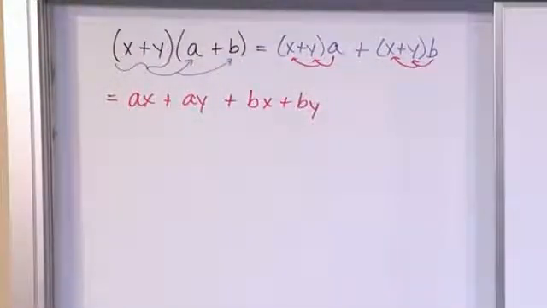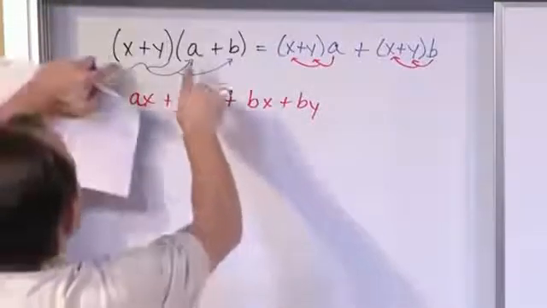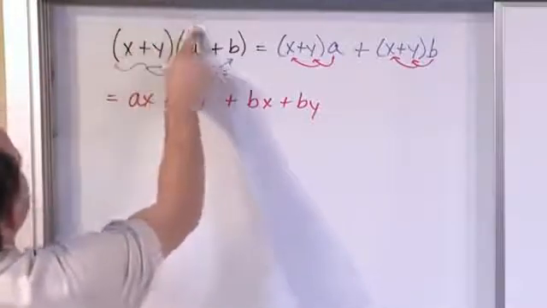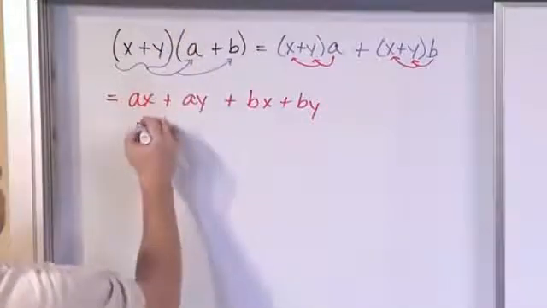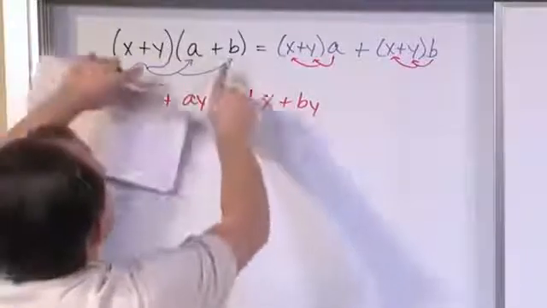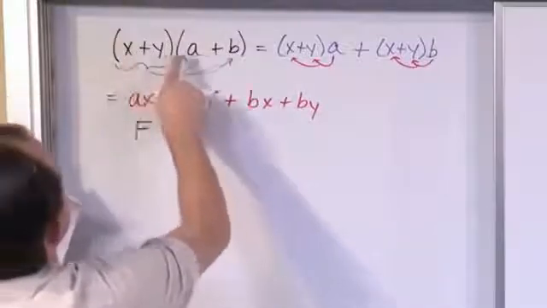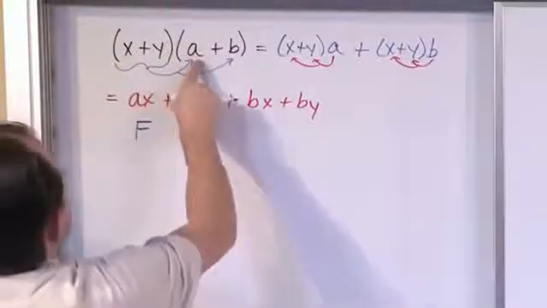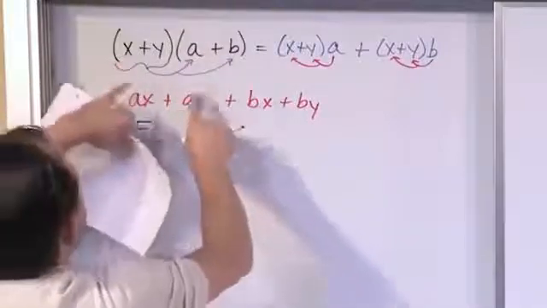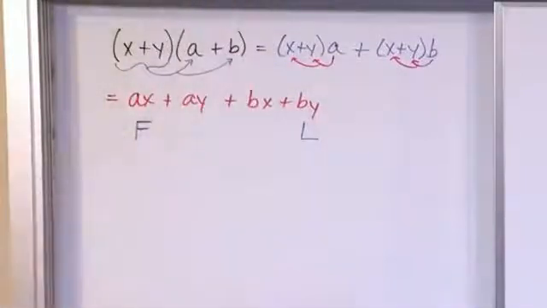So when you think about this, a times x is the multiplication of these two terms. These are called the first terms, the F terms. So let me put an F here. Over here, by, these are the last terms. When I say first and last, I mean this is the first term, this is the last term in this one. This is the first term, this is the last term. So we take both first terms and multiply them together, and we take both last terms and multiply them together.